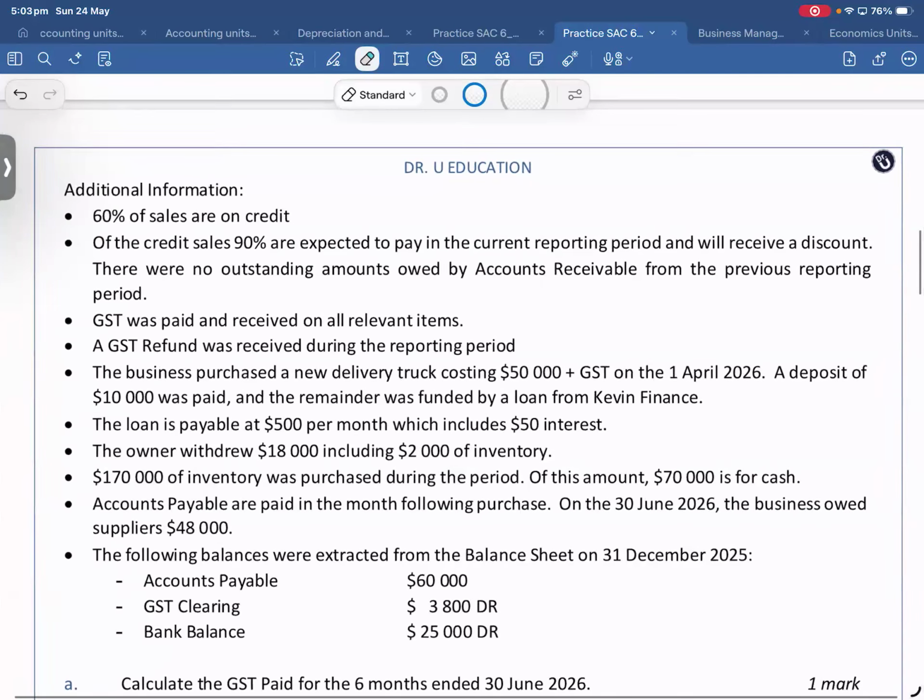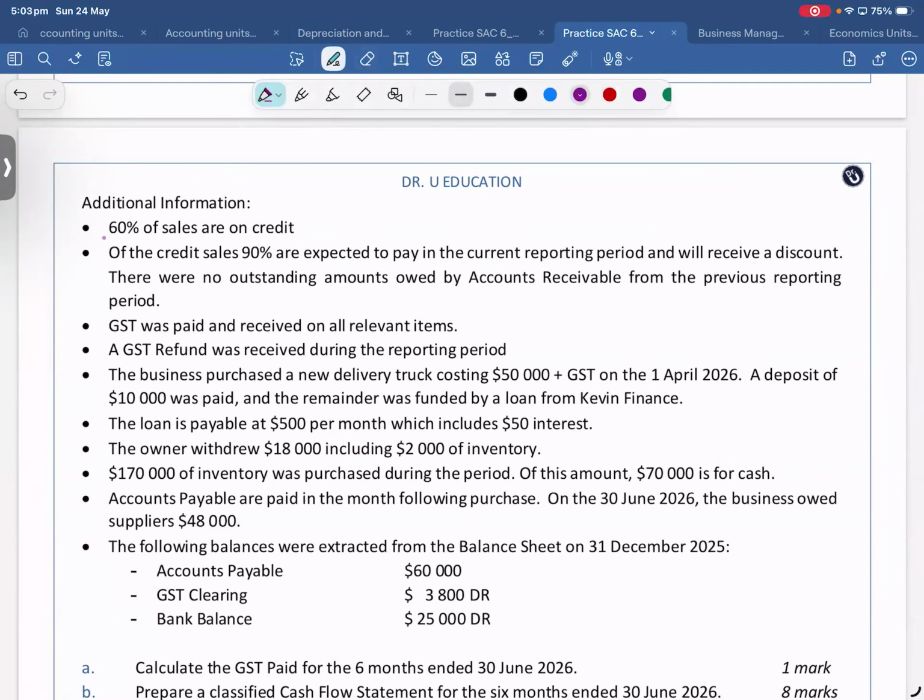Okay, guys, you have to start with additional information, always. Right. 60% of sales are on credit, meaning 40% is cash. So 40% of what? Yes, 240,000. 96,000 is 40%, the cash sales. Then go and report in the cash flow statement for cash sales 96,000.